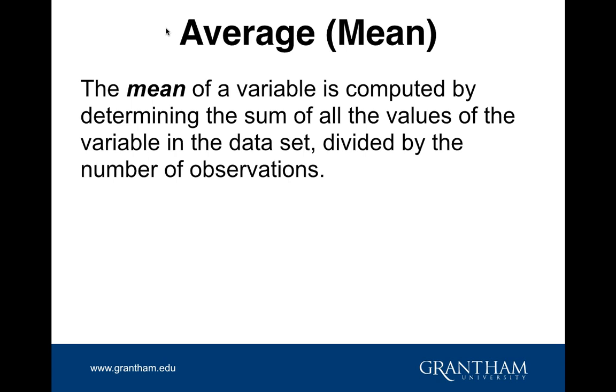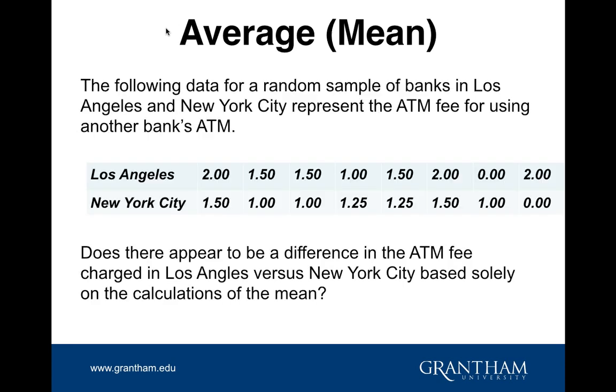Again, the mean of a variable is computed by determining the sum of all the values in the variable in the data set, and then dividing by the number of the observations. If you want to know how to calculate this using Microsoft Excel, please see the video about this topic. Here, though, is an example of some data. We're just going to talk about how to interpret the data today.